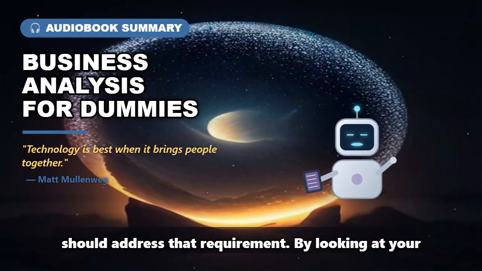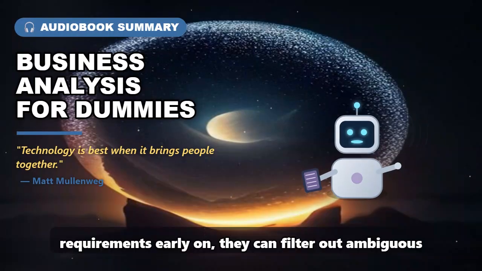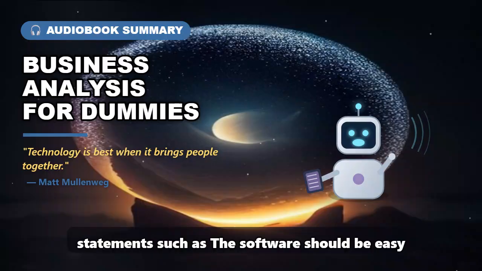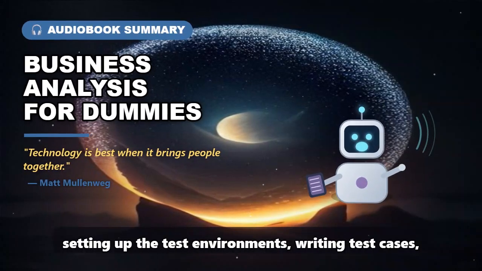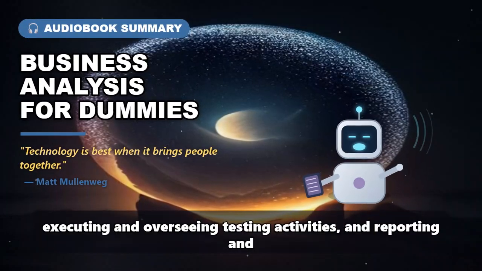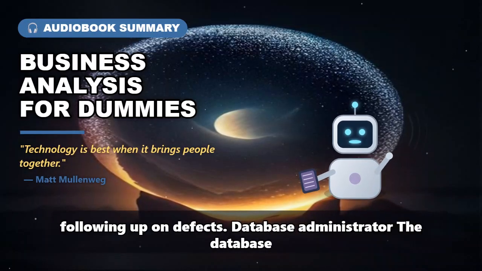This will mean the technical team won't have clarity on how the solution should address that requirement. By looking at your requirements early on, they can filter out ambiguous statements such as "the software should be easy to use." QA folks are also responsible for setting up the test environments, writing test cases, executing and overseeing testing activities, and reporting and following up on defects.